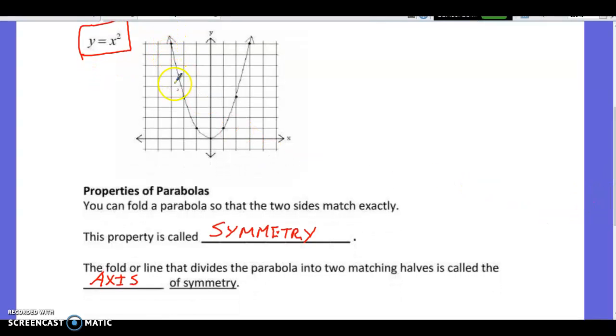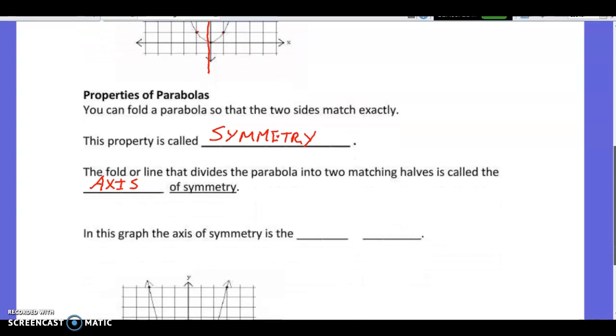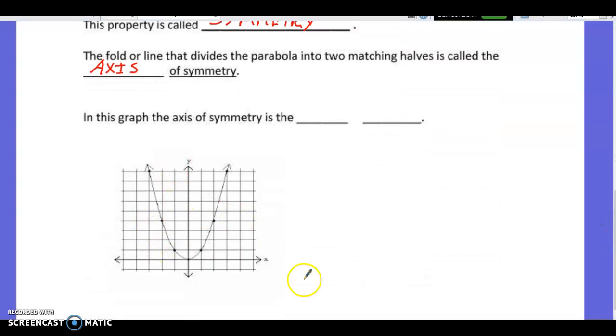So if you can see how this parabola goes right here, this line right here, if we fold it in half, this dot is mirrored over here. This is mirrored over here. So in this graph, this is basically the same graph we see, the axis of symmetry is the y-axis. So I drew it up here. You can see it there.